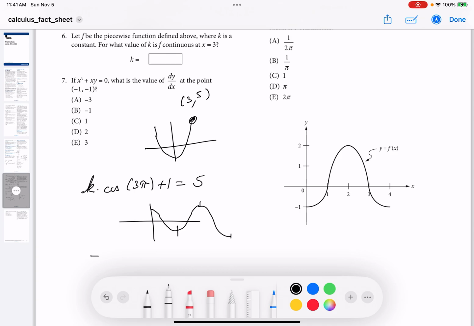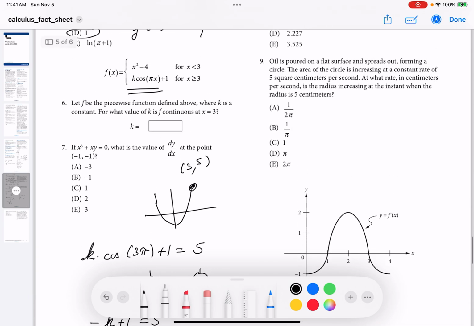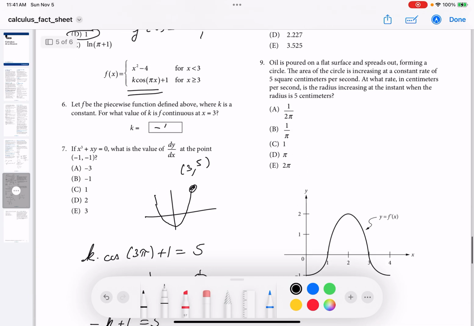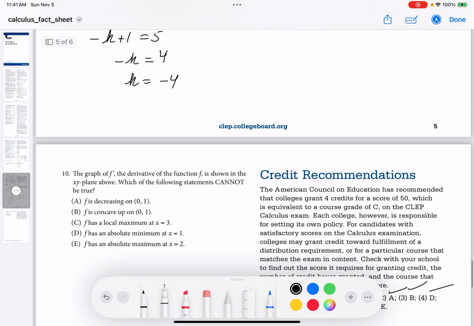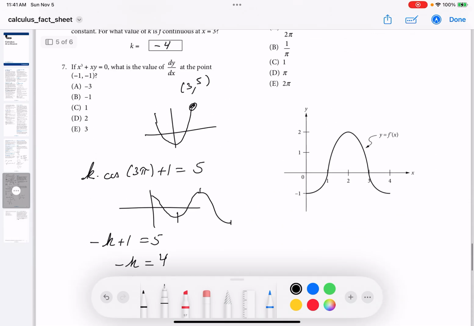So you're going to get minus k plus 1 equals 5, and that would give you minus k equals 4. That means k is equal to minus 4. And this is the answer you write down in the box. That would be minus 4. Let's look at the answer key. This is 6, and it should say minus 4, and it does. All right, let's go to 7.